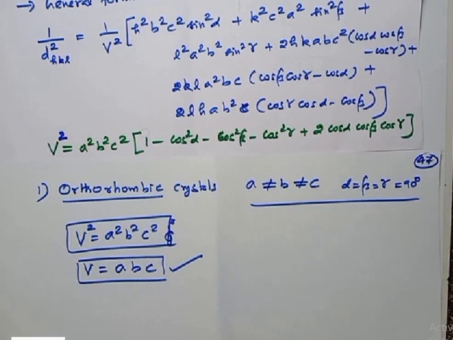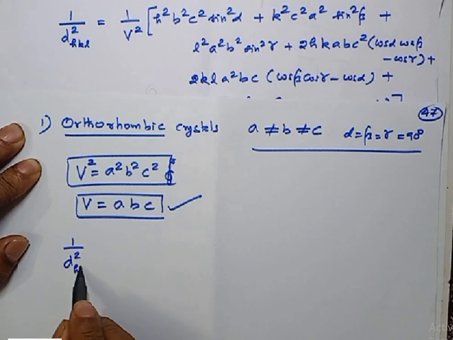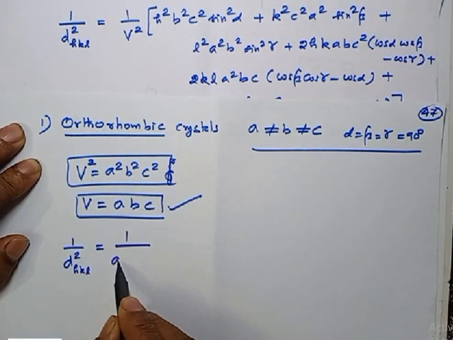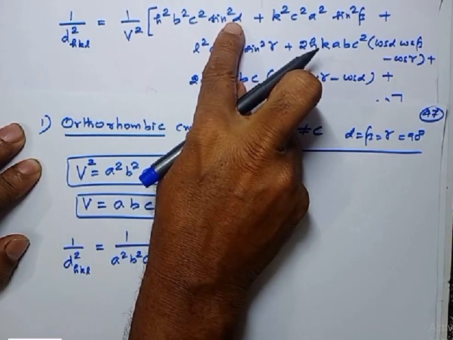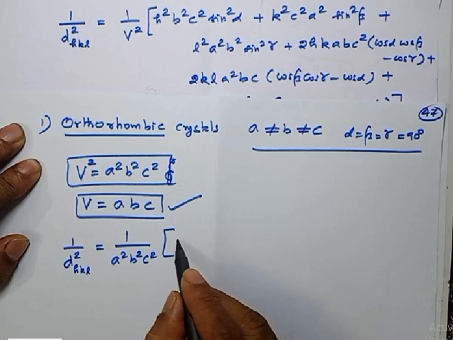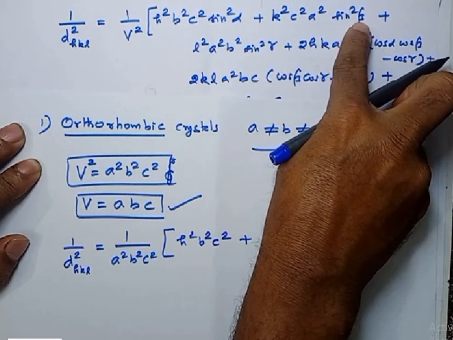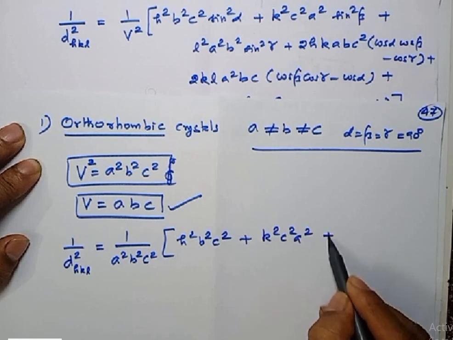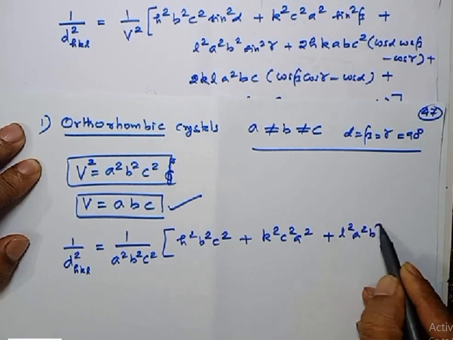Okay, take down. Listen. So 1 by d square for the HKL plane is equal to 1 by V square. We have found V square, which is a square into b square into c square. Here sin alpha, alpha is 90 degrees, sin 90 degrees is 1. So here we get h square, b square, c square. Plus here sin beta is also 90 degrees, sin 90 is 1, so we get k square into c square into a square, plus. Then here gamma is also 90 degrees, so we get l square, a square, b square.